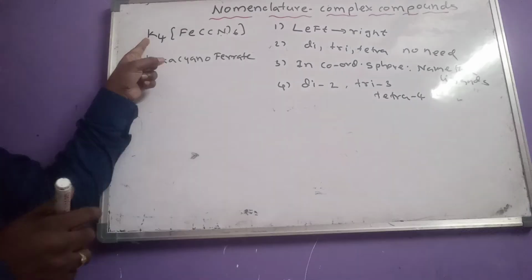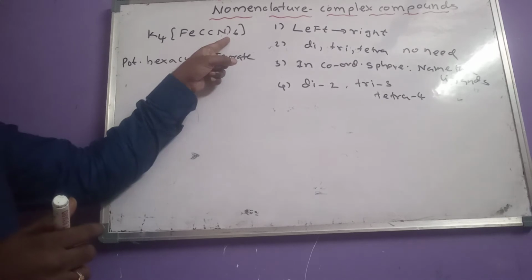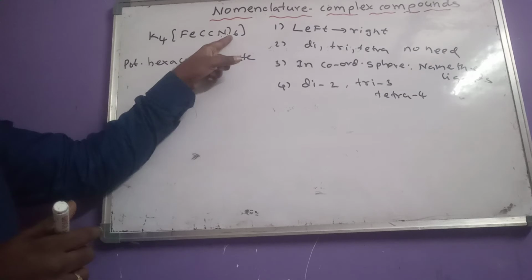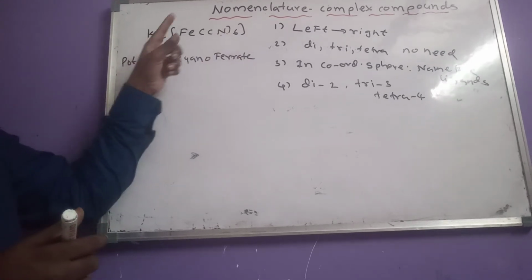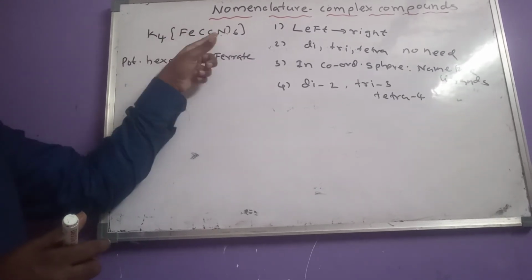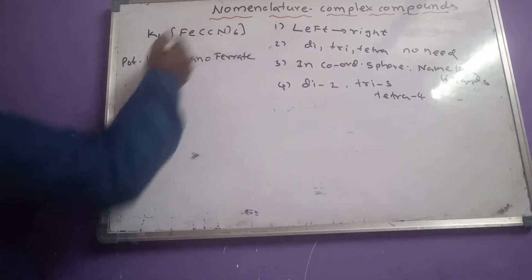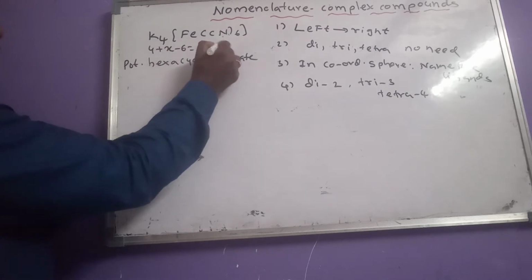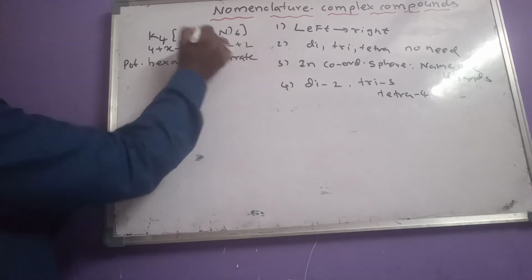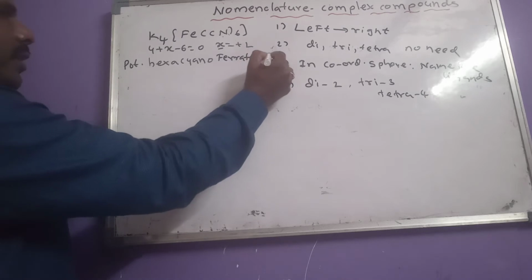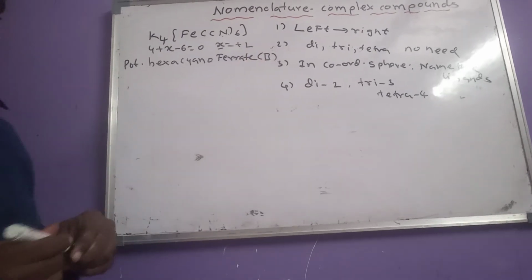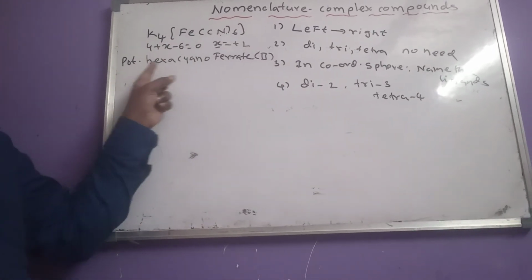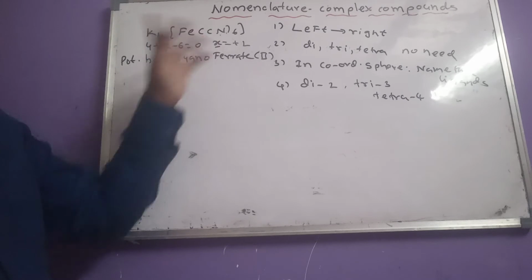And after naming the central metal ion, we have to write the oxidation number of that central metal. Now here, 4 potassiums and 6 cyanide ions are present. So the oxidation number of iron: 4 plus x minus 6 equal to 0, we get x equal to +2. We write that oxidation number in parentheses, in Roman numerals. So this is the name: potassium hexacyanoferrate(II).